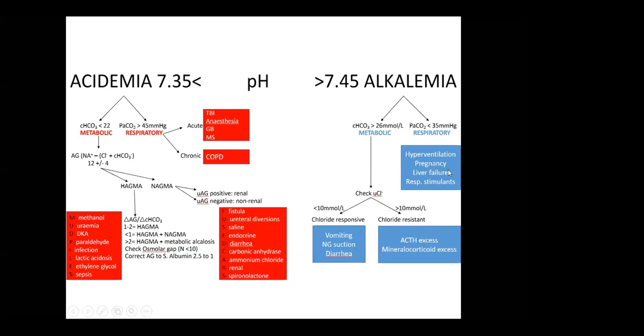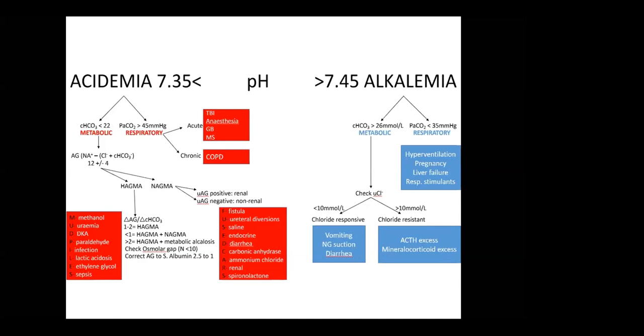Coming to the blue boxes, again, we are going to alkalemia. We are discussing alkalemia if pH is more than 7.45. It's metabolic if bicarb is more than 26. Again, if there is metabolic alkalemia, we have to check the urinary chloride. If urinary chloride is less than 10 millimole, it's a chloride responsive metabolic alkalemia. Causes for this: vomiting, continuous nasogastric suction, or diarrhea.